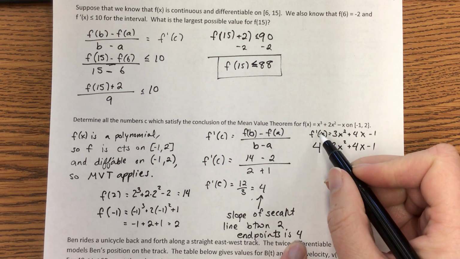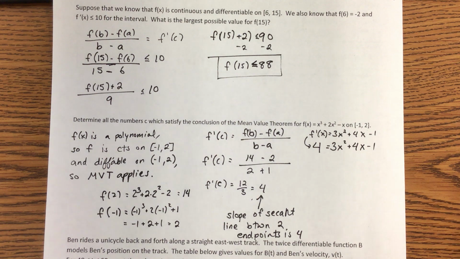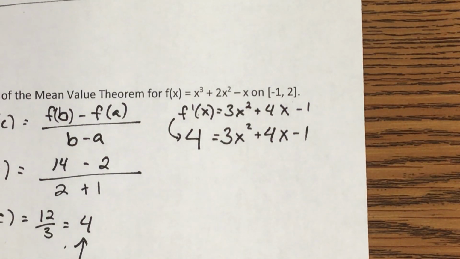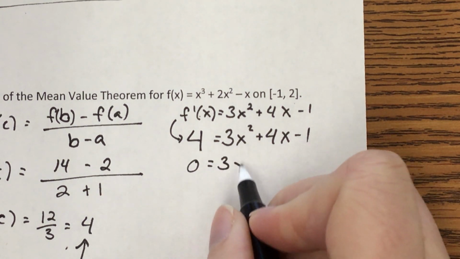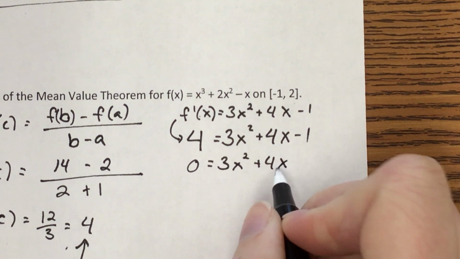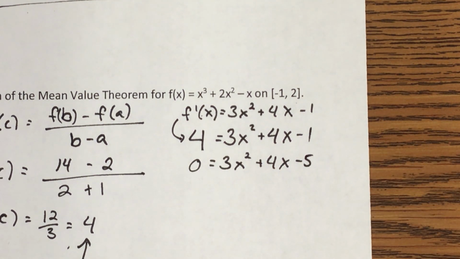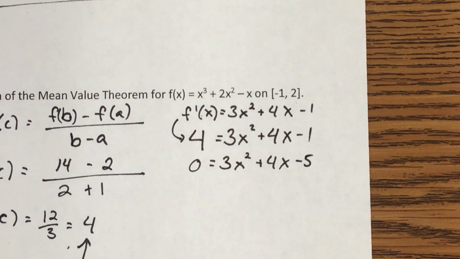Okay, that is the derivative somewhere. Now we have to solve this little equation and get x by itself. You cannot solve unless it equals 0. So 0 equals 3x squared plus 4x. Subtracting 4, we get -5. And then we can use the quadratic formula or a calculator to solve this out.